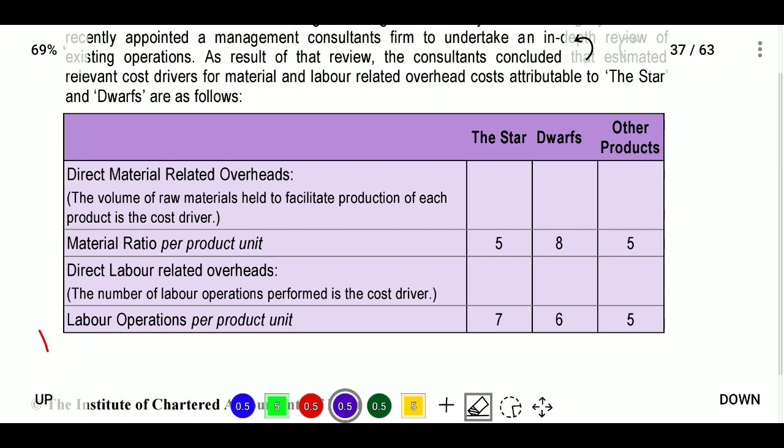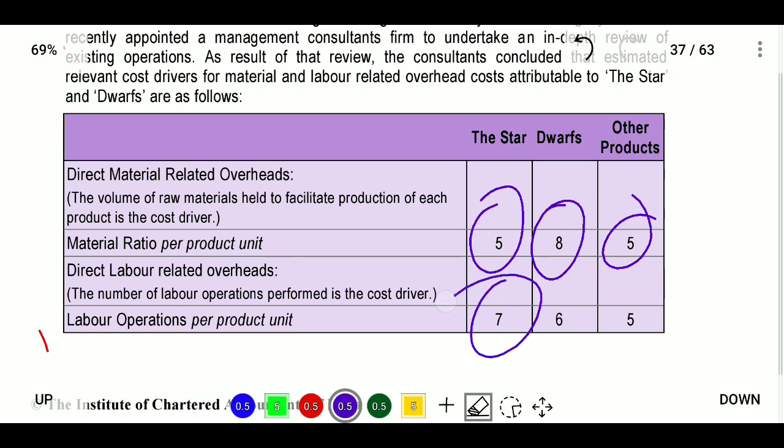Direct material overheads, material ratio was 585. For the material ratio they provided 585, and we got the overhead cost. Above, 30% was the overhead cost related to material, so this will be useful there. Next, labor operations 765, and the labor operations overhead cost is 1,20,000 into 70%, that is 84 lakhs. We will allocate these amounts based on that, and we will get the quantity.